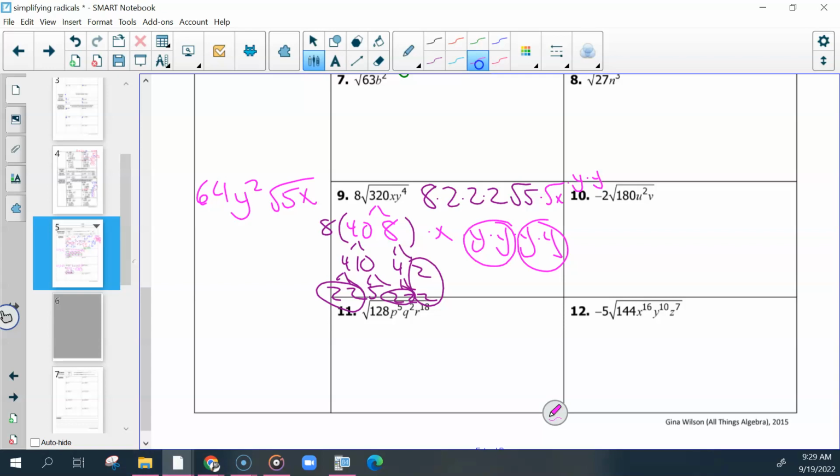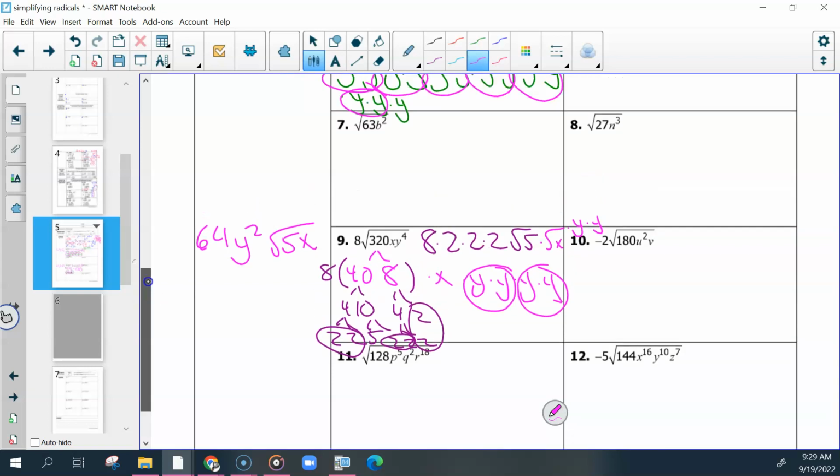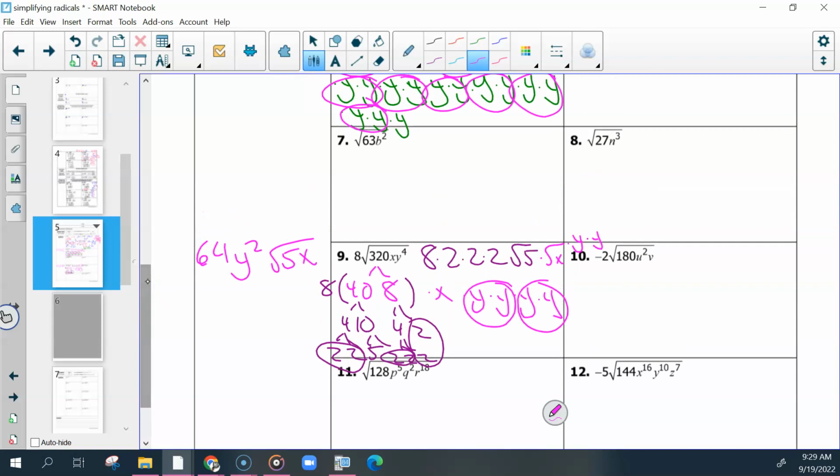Questions about that one? Any others we want to see before we do number 12? Sheila? 8. And with 8, would you want to see the factor tree or perfect square method? Okay. Use it for the variable and the numbers? Okay.